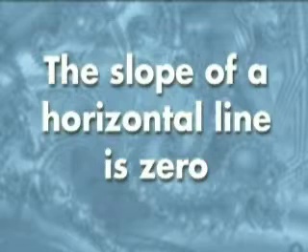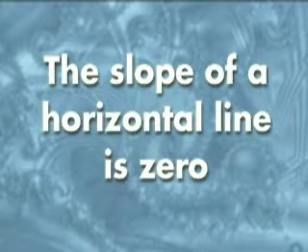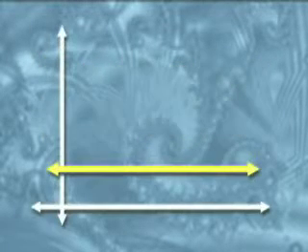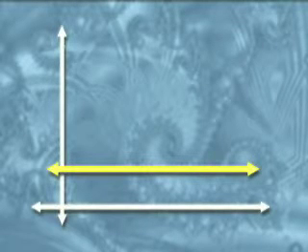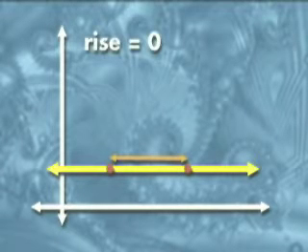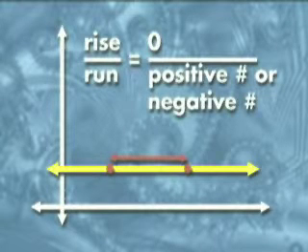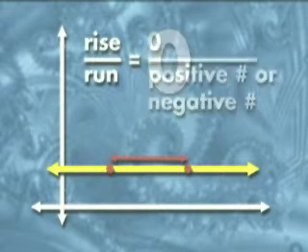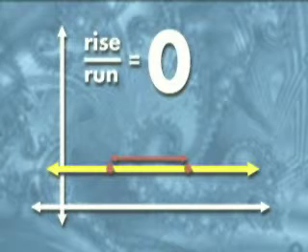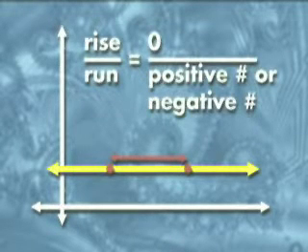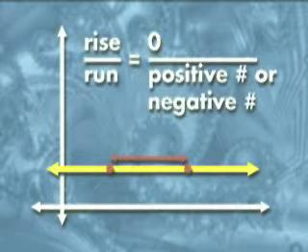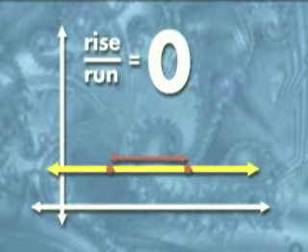The slope of a horizontal line is 0. This is because on a horizontal line, you cannot draw a slope triangle. To get from one point to the other, you do not rise at all, so your rise will be 0. And since you can move horizontally in either direction to get from one point to another, your run can be either a positive or a negative number. So the slope will always be 0, since 0 divided by any non-zero number, positive or negative, is always 0.